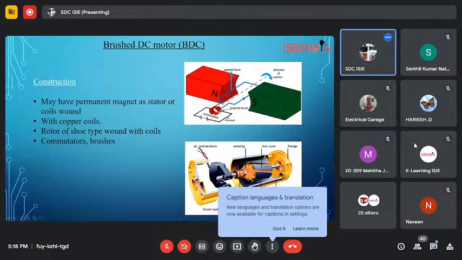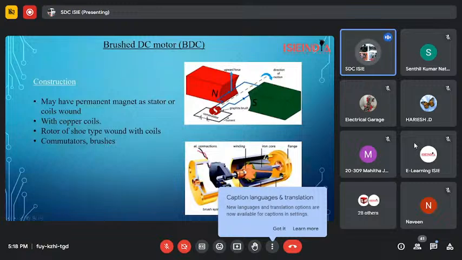commutator, right? So what is a commutator? Commutator is just like a junction, so that even if this rotor is rotating, the electrical supply is going to the winding, right? There are graphite brushes. As we can see here, the positive terminal and negative terminal. So current is flowing in this direction. Okay, current is flowing in this direction.